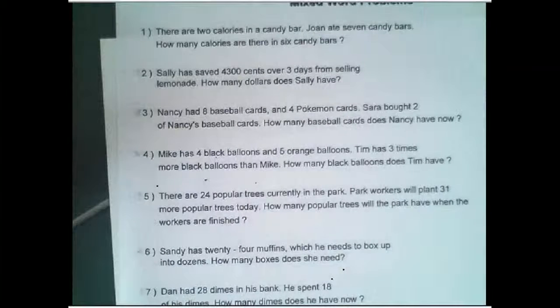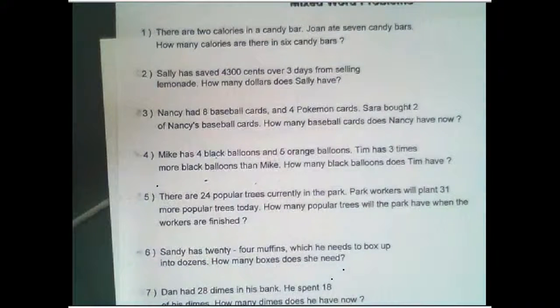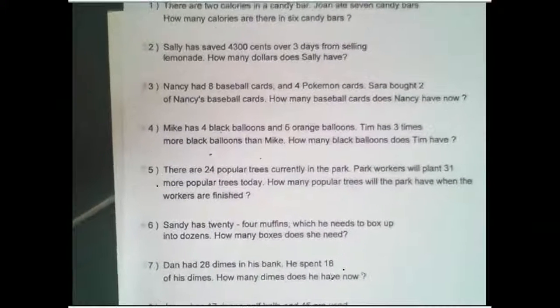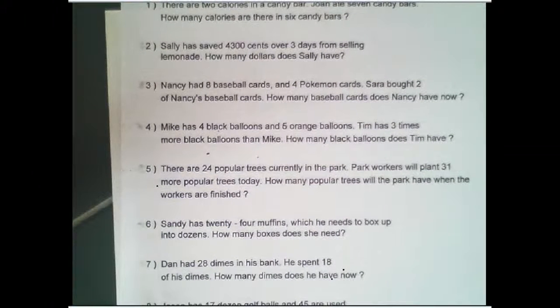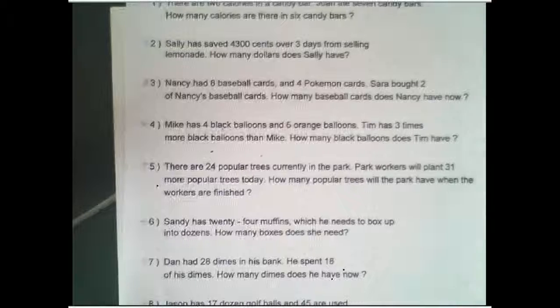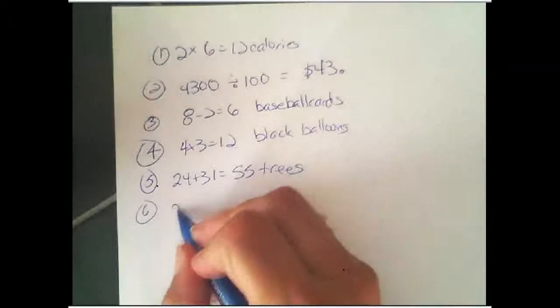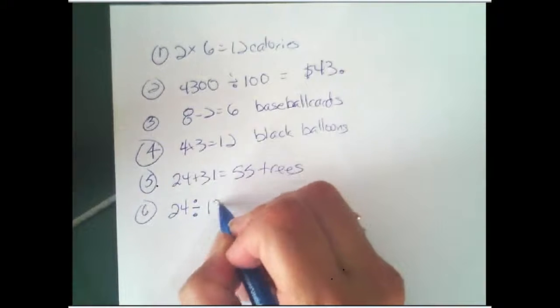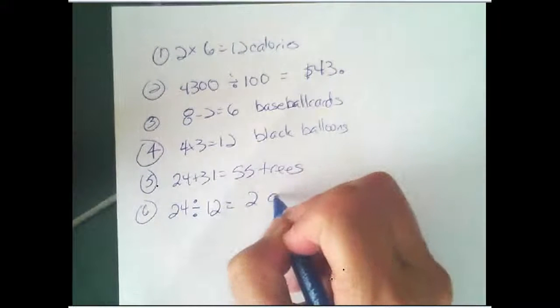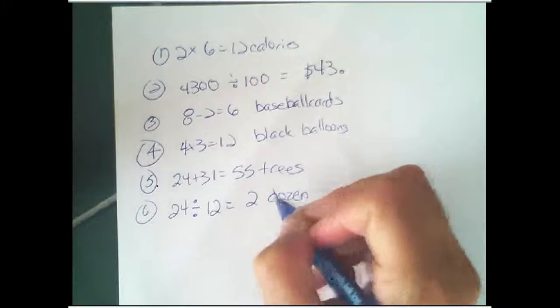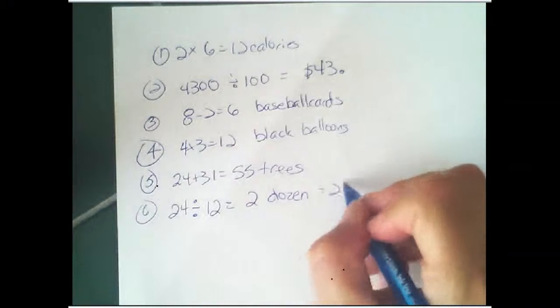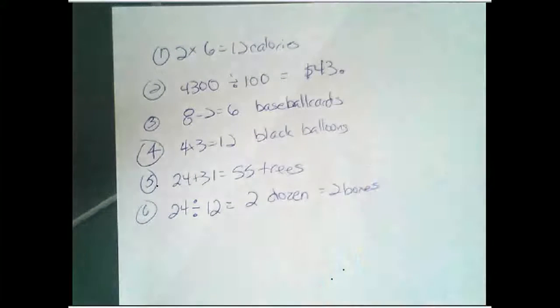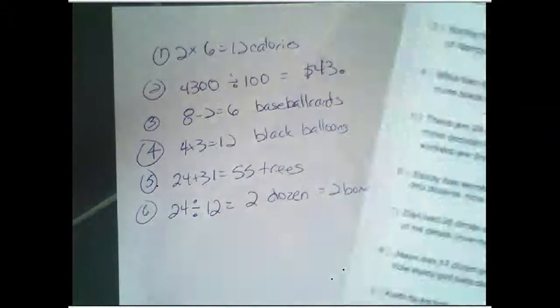trees. Number 6. Sandy has 24 muffins, which he needs to box up into dozens. How many boxes does she need? Well, Sandy went from a boy to a girl there. Okay, so there's 24. We want to know how many dozens. You might remember from a previous worksheet that there are 12 in a dozen. 24 divided by 12 is 2 dozen, so she would need 2 boxes if each box holds a dozen.